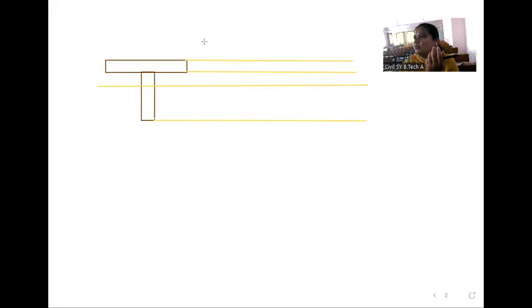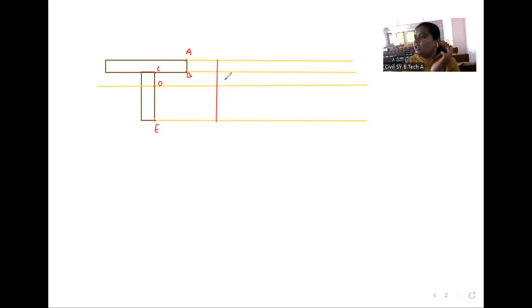Okay. Now we will mark points here. This is A point. This is B point. This is C point. This is D, and the last one is the E point. First we will mark the baseline here, and accordingly we will mark.